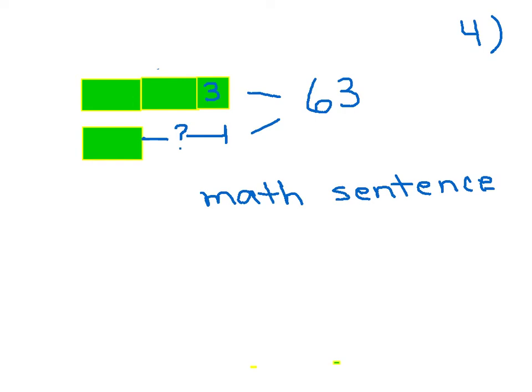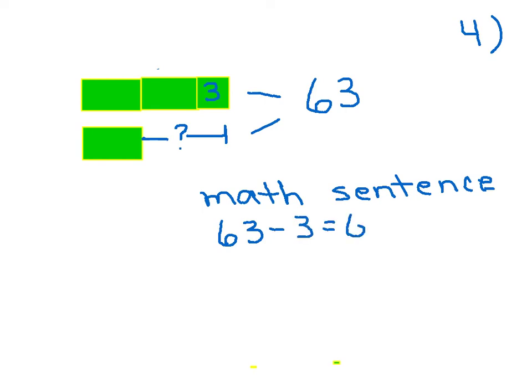Okay, when I look at this drawing, I see that I have 63 in all, and what makes up that 63 are 3 equal boxes and a 3. So again, I'm going to get rid of the 3 with subtraction. 63, take away that 3.